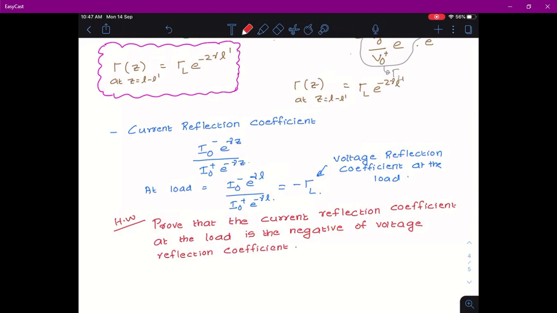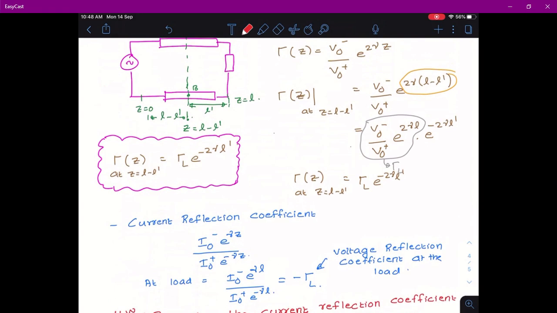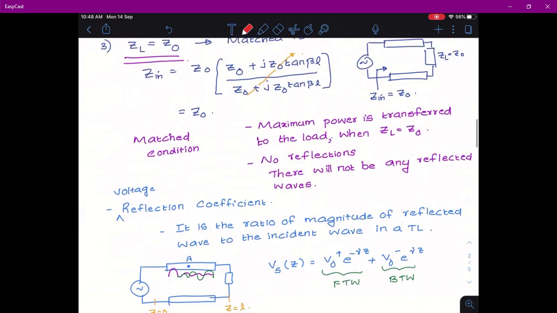Okay. So, we will stop the class here, and in the next class we will see the standing wave ratio and the power that is being transferred.